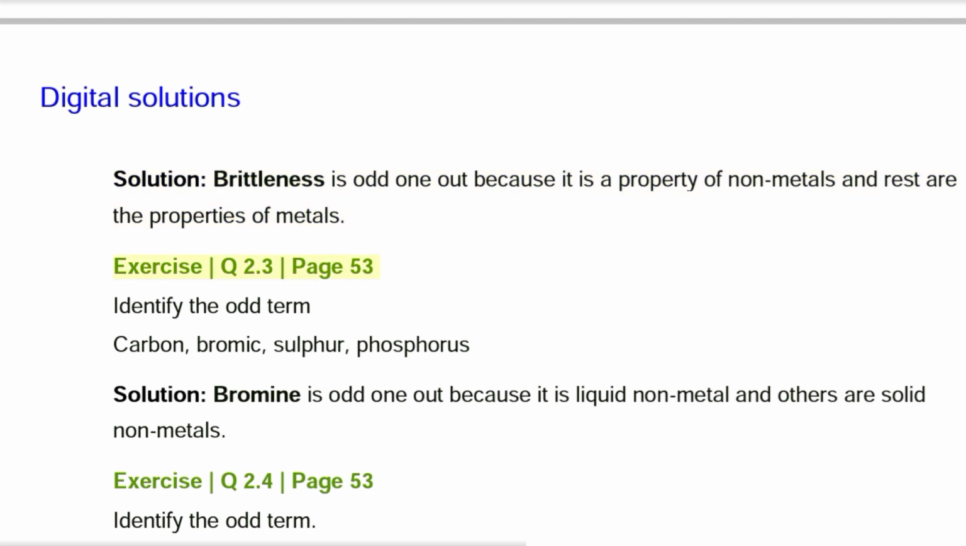Exercise Q2.3, page 53. Identify the odd term. Carbon, bromine, sulfur, phosphorus. Solution. Bromine is odd one out because it is a liquid non-metal and others are solid non-metals.